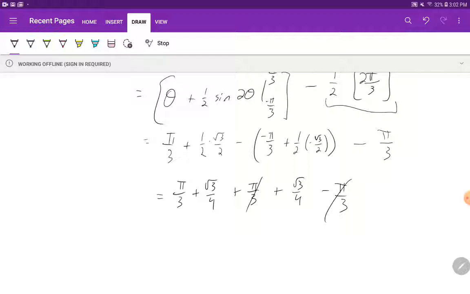And this becomes root 3 over 2 plus pi over 3. Please, I really hope this is right. Oh my gosh, I'm right. Oh, all right. Whew. Man.